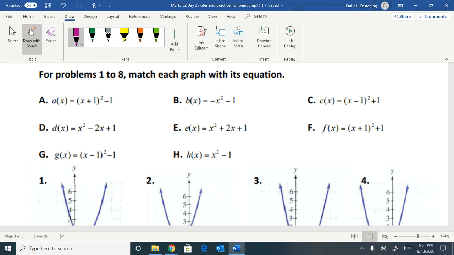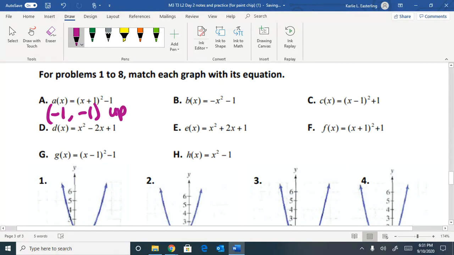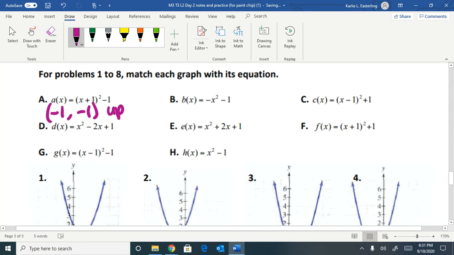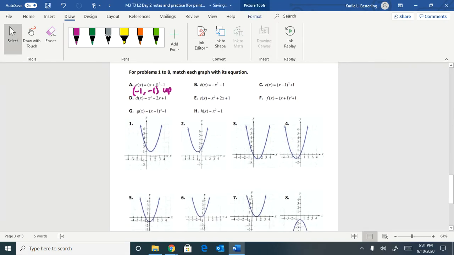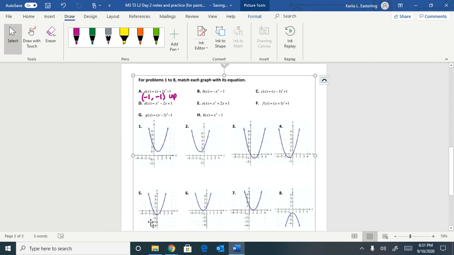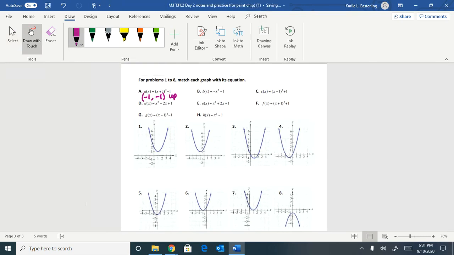So our vertex here for A, we're in vertex form. So remember our vertex is that (h, k). Remember we have to think opposite for our h value because it's inside. We have that -1. And since we have a positive a value because we don't have anything out front, our graph is going to open up. Let me zoom out a little bit and see if we can find one that has a vertex at (-1, 1) and opens up. Which we do, and that is number 4. Another way you could look at this is that inside value, we're going to go left 1, and that +1 is going to take us up 1.